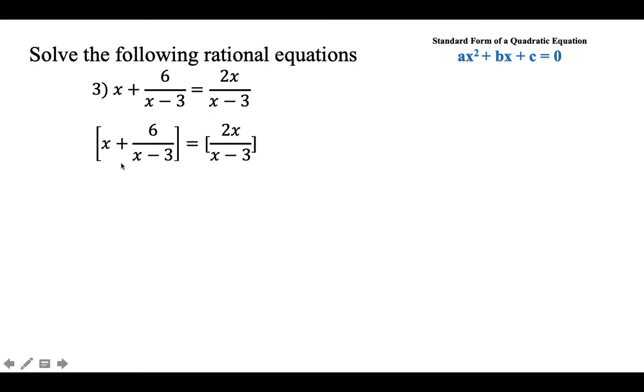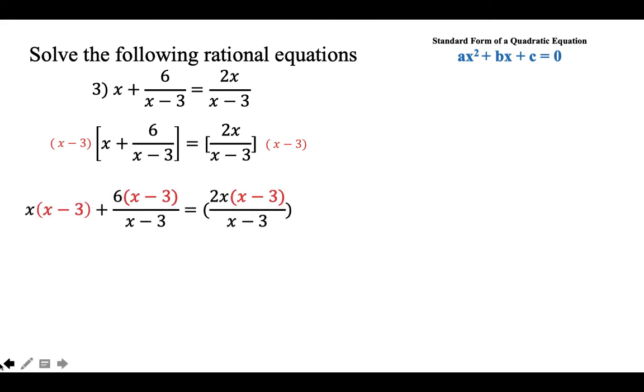Okay, for our last example, the given is x plus 6 over x minus 3 is equal to 2x over x minus 3. So just write them down, and since our denominator is x minus 3, we will multiply by quantity x minus 3, then distribute. So each of them will have x minus 3: x has x minus 3, this term has x minus 3, and this term has also x minus 3.